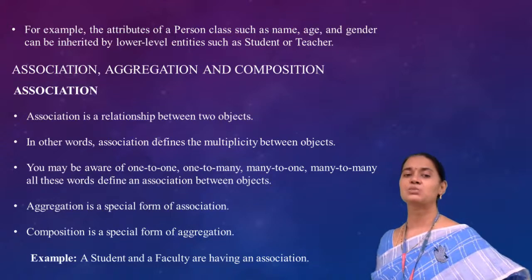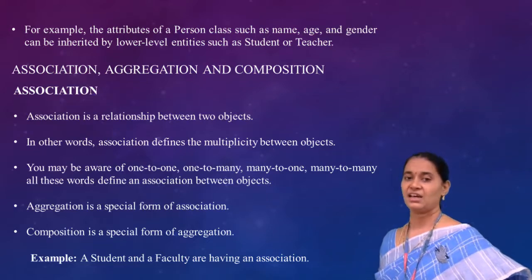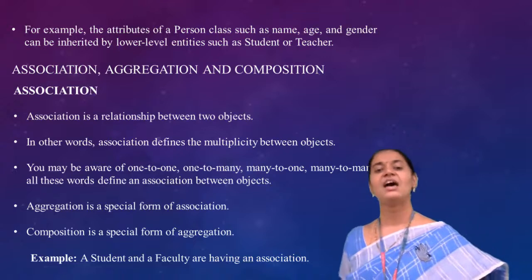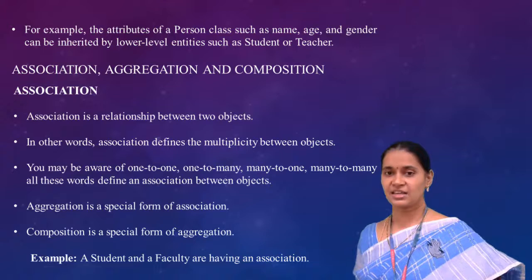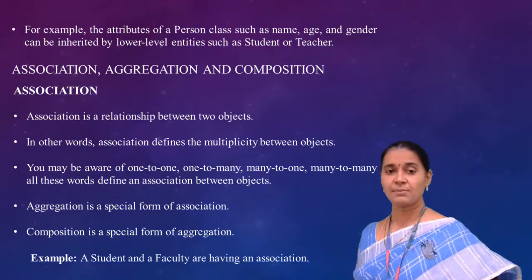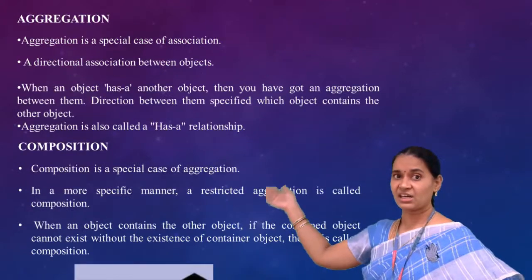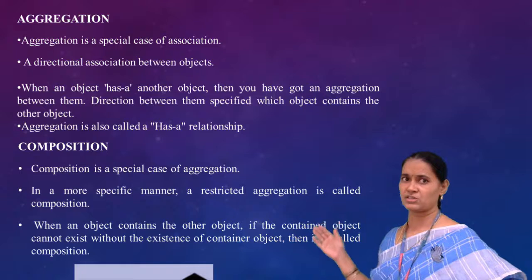Let us now discuss with an example. For example, consider a student and faculty having an association. Between a student and the faculty, we have an association, that is, a relation. So now coming back, what is aggregation? Now let us discuss aggregation. Aggregation is a special property of association.